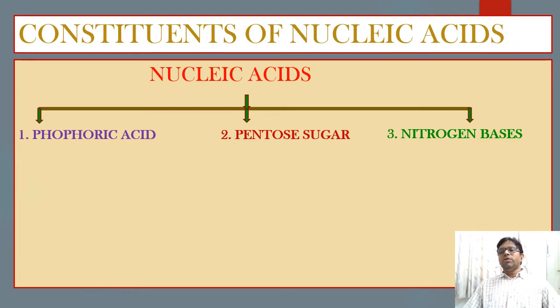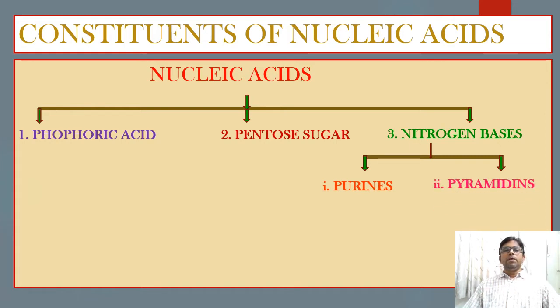Two types of nitrogen bases are present in the nucleic acids. They are purines and pyrimidines. Chemically, nucleic acids are composed of three main compounds: phosphoric acid, pentose sugar, and nitrogen bases. Nitrogen bases are again of two types, purines and pyrimidines. Let us discuss all these compounds in detail one by one.